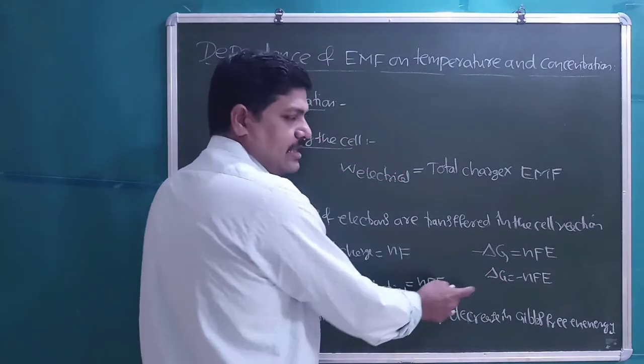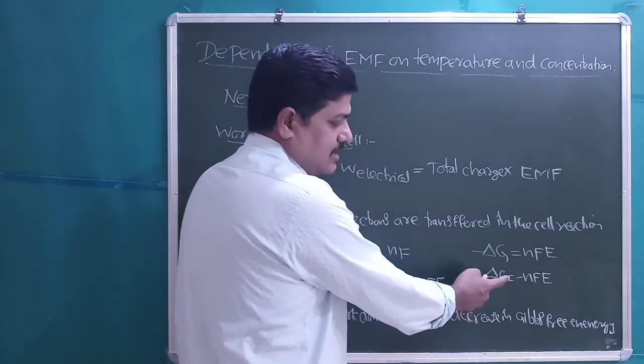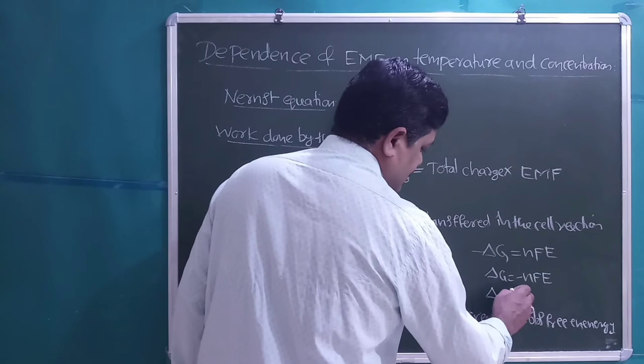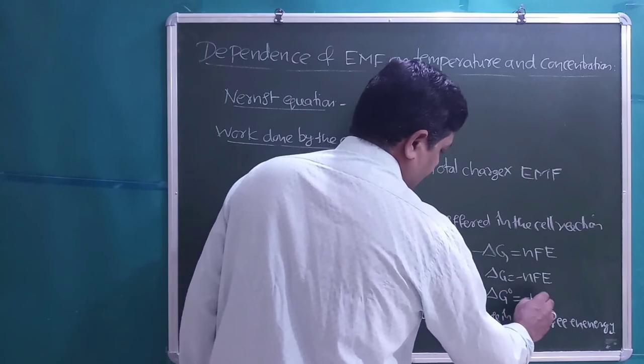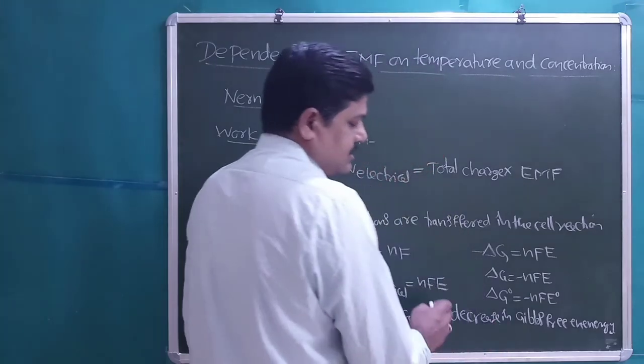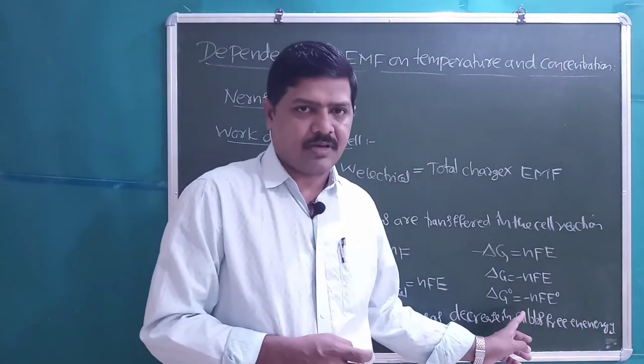Here delta G is the Gibbs free energy change other than at standard conditions. If it is at the standard conditions, delta G naught is equal to minus nFE naught. Standard conditions indicate temperature is 298 Kelvin, pressure is 1 bar.